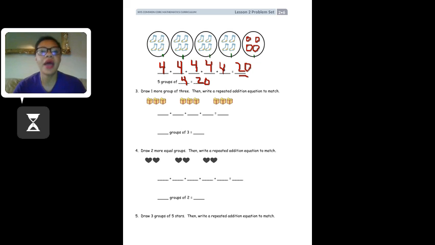So now this is laying the foundation, like I said, for multiplication, because right here we added 4 plus 4 plus 4 plus 4 plus 4 equals 20. And if you see 5 groups of 4 equals 20 later in 3rd grade, you'll realize that 5 groups of 4 is the same thing as 5 times, or multiplied by, 4 equals 20. So let's get ready to go on to number 3.